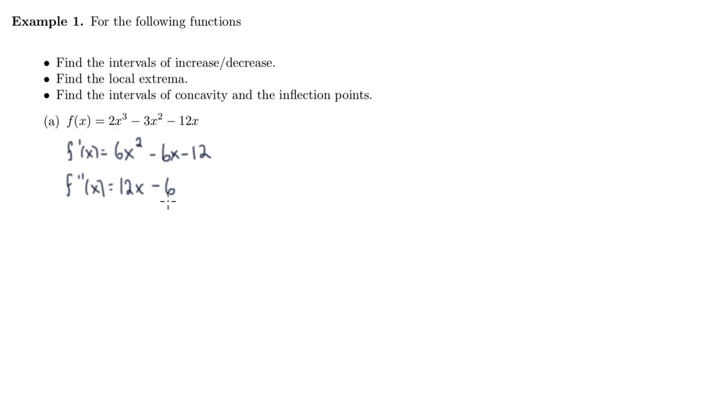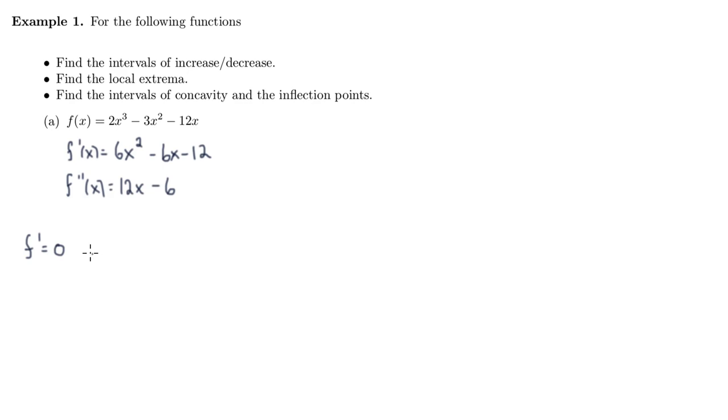Okay, so let's start with the first derivative. So in other words, let's talk just for now about where the function is increasing or decreasing and the local extrema. So to do that, we need to find the critical points of f prime. So if we set f prime equal to 0, notice that, okay, I'm setting 6x squared minus 6x minus 12 equal to 0. I can certainly cancel a factor of 6. All the coefficients have a factor of 6.